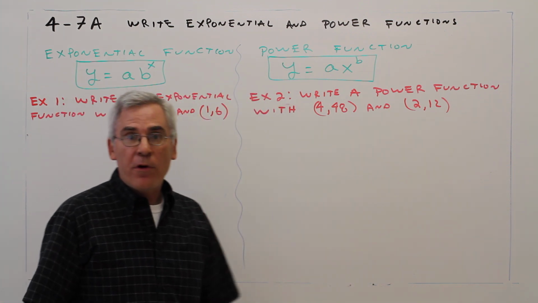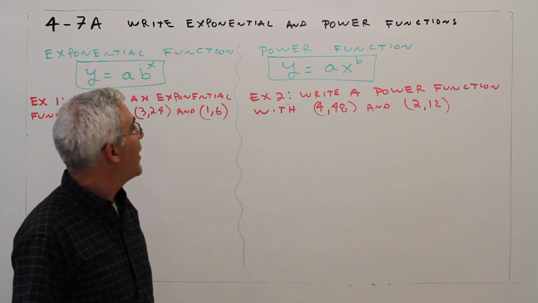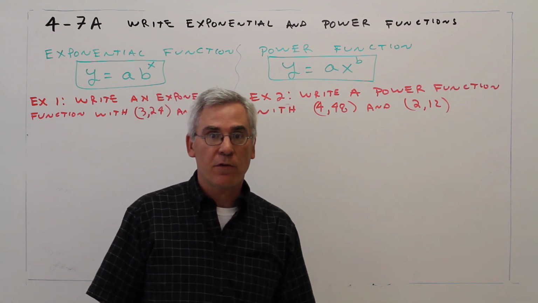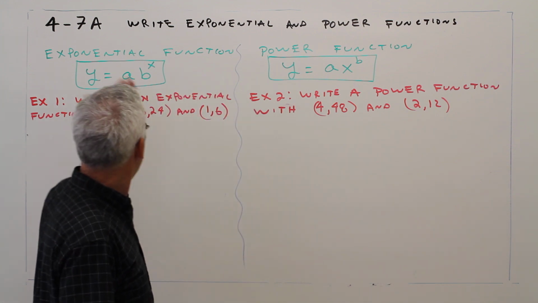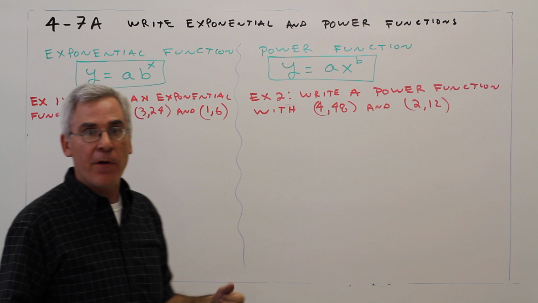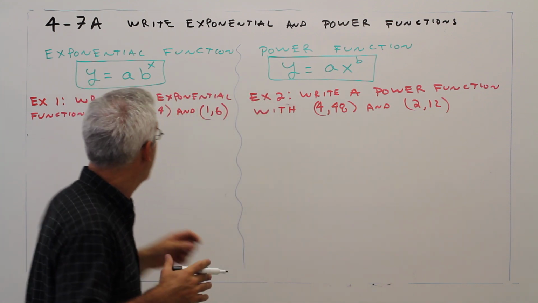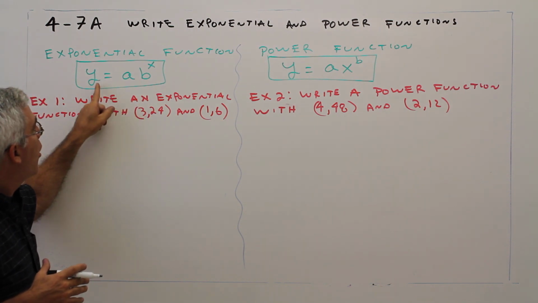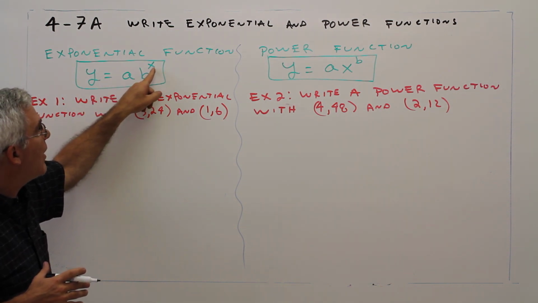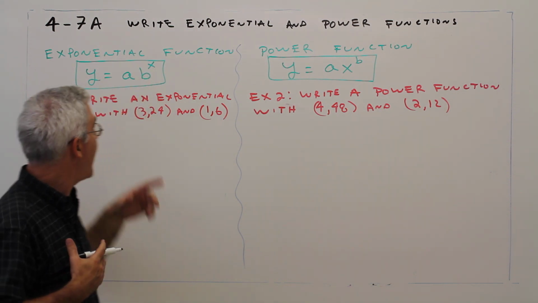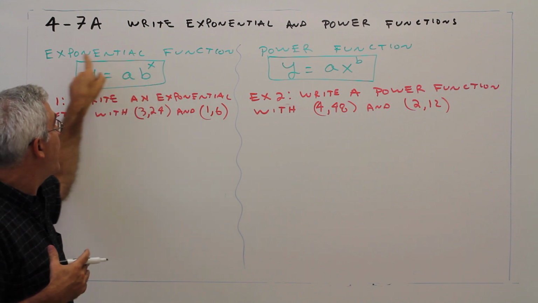This is lesson 4-7a, writing exponential and power functions. So the two main functions are exponential function and power function. It's important to distinguish between the two. They're very similar. Exponential, y equals ab to the x. The way that I remember that is, x is the exponent.